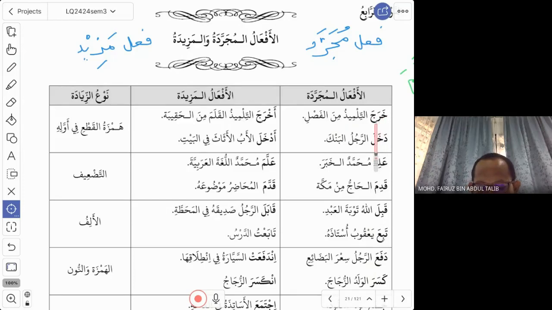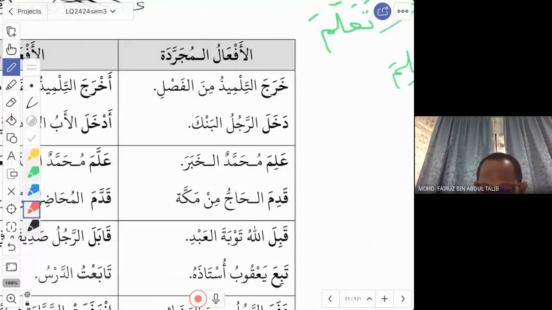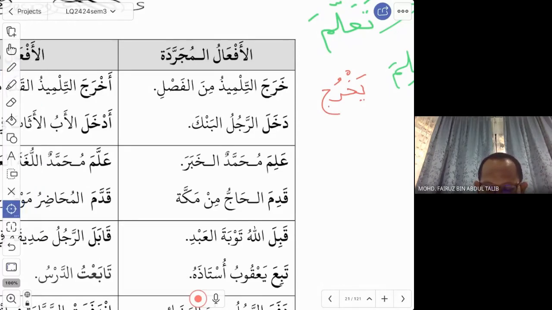So when you transform this fi'l into another fi'l, for example into fi'l mudari, what is the mudari for kharaja? Anyone? Kharaja. What is the mudari? Yakhruju. Okay, good, thank you. Kharaja, yakhruju. Now, if you look at the word yakhruju, we still have these three letters, kha, ra, jim. We don't remove any of these letters, and we don't add any additional letters to it. So this is what we mean by the root letters of the fi'l, kha, ra, jim.